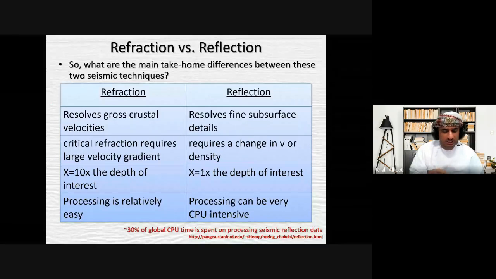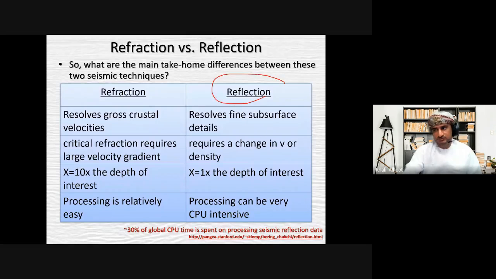Refraction does not care about rock density, only change in rock velocity. Whereas reflection cares about 2 things, density as well as velocity.